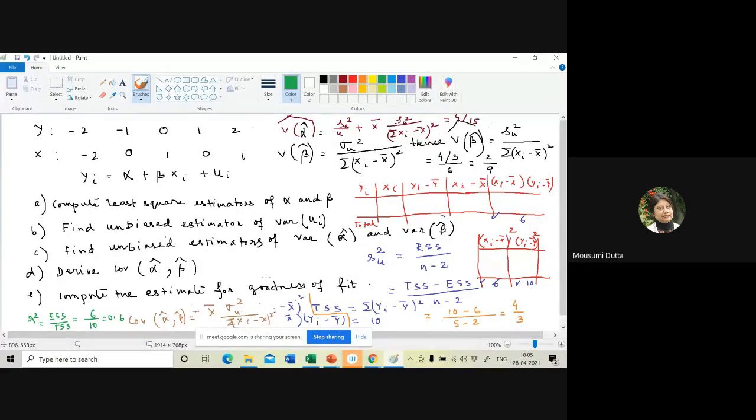Question number F: test for significance of beta hat at 5% level of significance. Test for significance of beta hat at 5% level of significance.